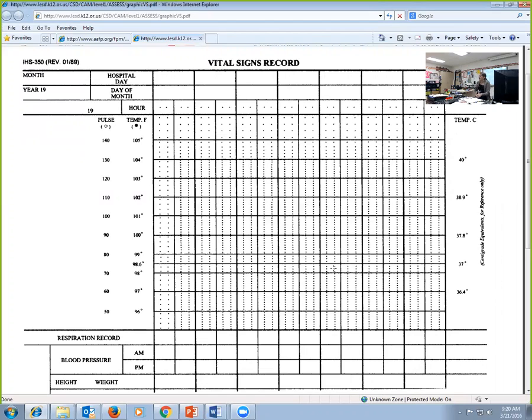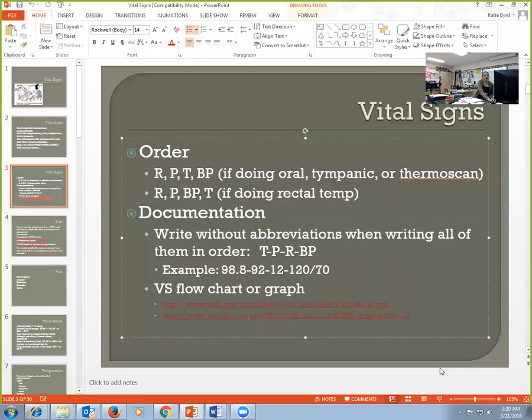Maybe they're stressed out. Maybe they have an infection. Maybe they have something else going on that you don't know about. So that's why a flow chart gives you an idea of where they've been and what's going on with them.